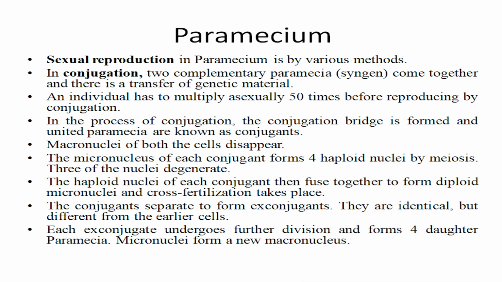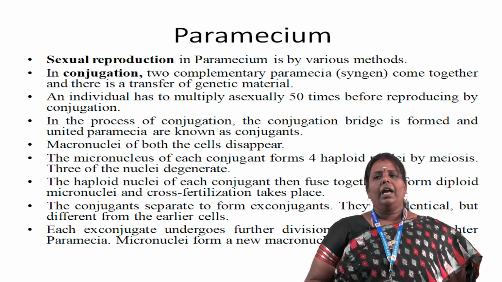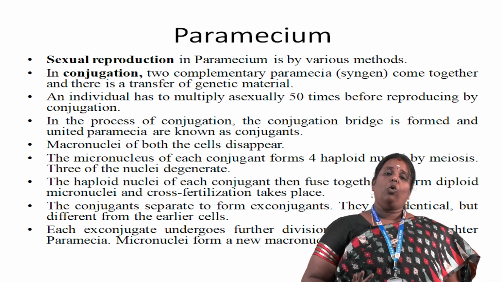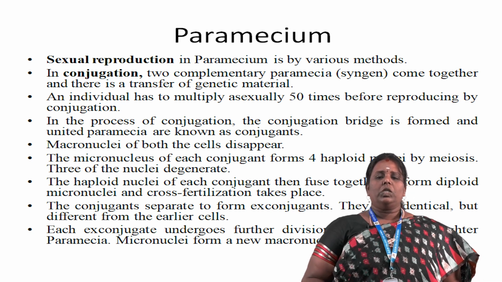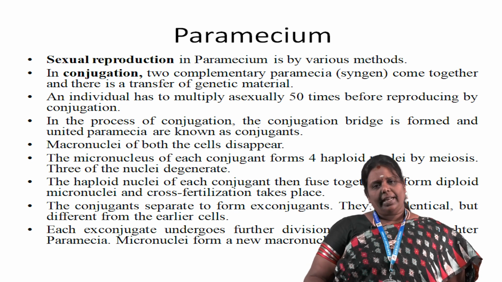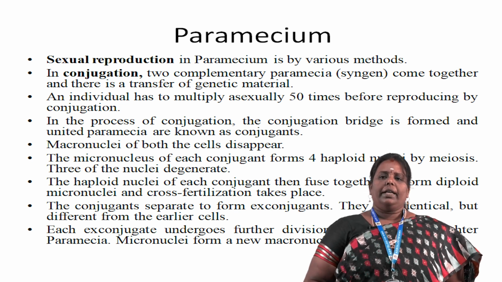The conjugant is separate. The first formation of that conjugant is called X conjugant, that is identical and different from the earlier cells, and also it undergoes a division and formation of 4 daughter nuclei. X conjugant, another one is a conjugant. After that, they have to form daughter nuclei.